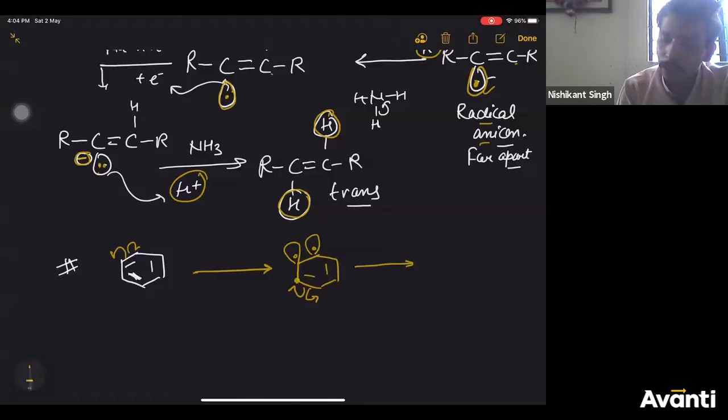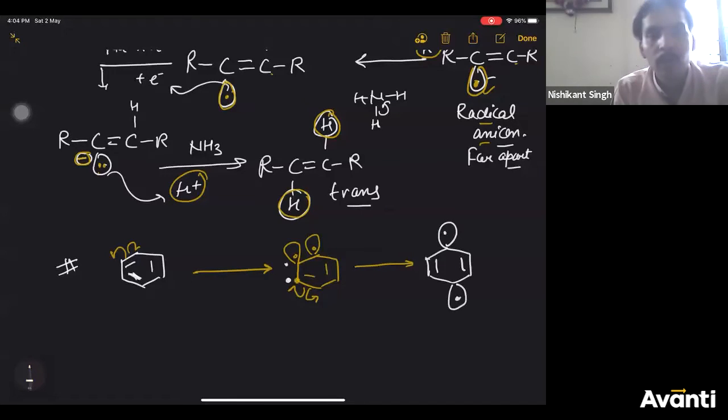So the radical on this carbon and the radical on this carbon will combine to form a bond, so that you get a double bond here, and this double bond as it is. There is one radical here now. There is one radical here now. Now you can see both the radicals are far apart.